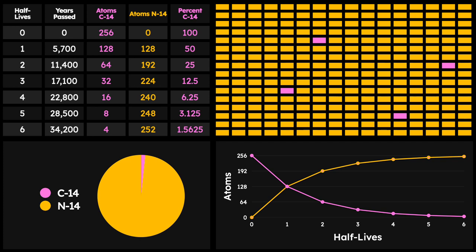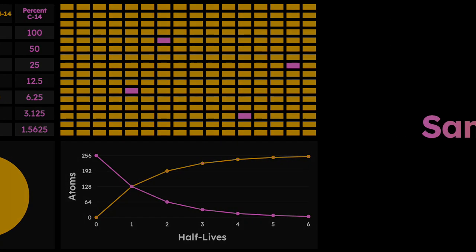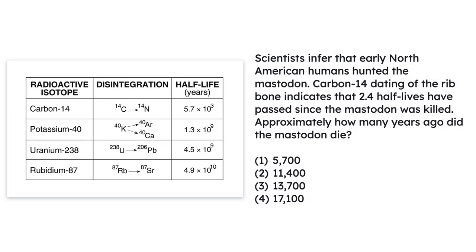So to understand how you would work with this information, let's look at a sample question. So here we go. Scientists infer that early North American humans hunted the mastodon. Carbon-14 dating of the rib bone indicates that 2.4 half-lives have passed since the mastodon was killed. Approximately how many years ago did the mastodon die? So just to understand, we have this mastodon, which is a relative of the woolly mammoth, actually, and it died, and we want to figure out how long ago it died.